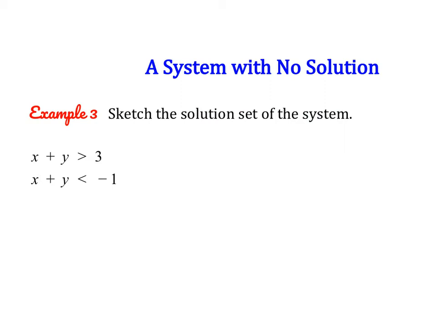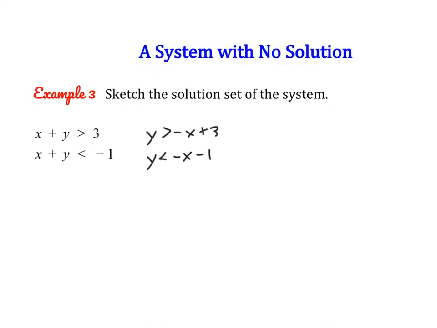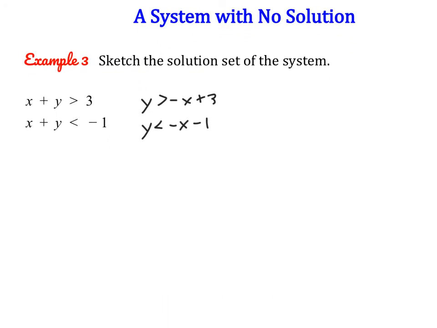Okay, so now we're going to look at an example that has a system with no solutions, which is always possible. So let's rewrite these into slope-intercept form. So we have y is greater than -x plus 3, and y is less than -x minus 1. You can see here that if this were a system of equations, it would definitely be no solution because those two lines have the same slope, so they never cross. However, that doesn't necessarily mean it won't work for a system of inequalities, so you do have to graph.